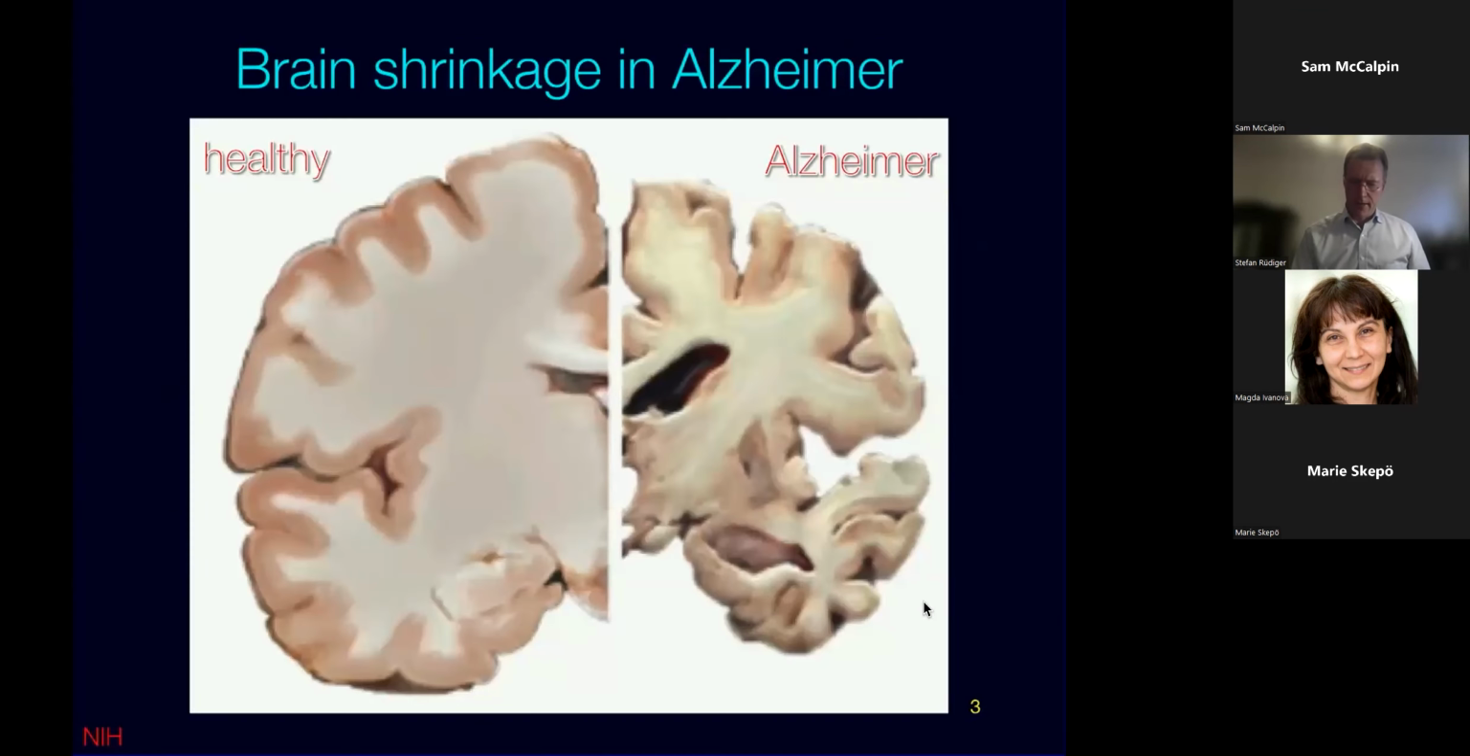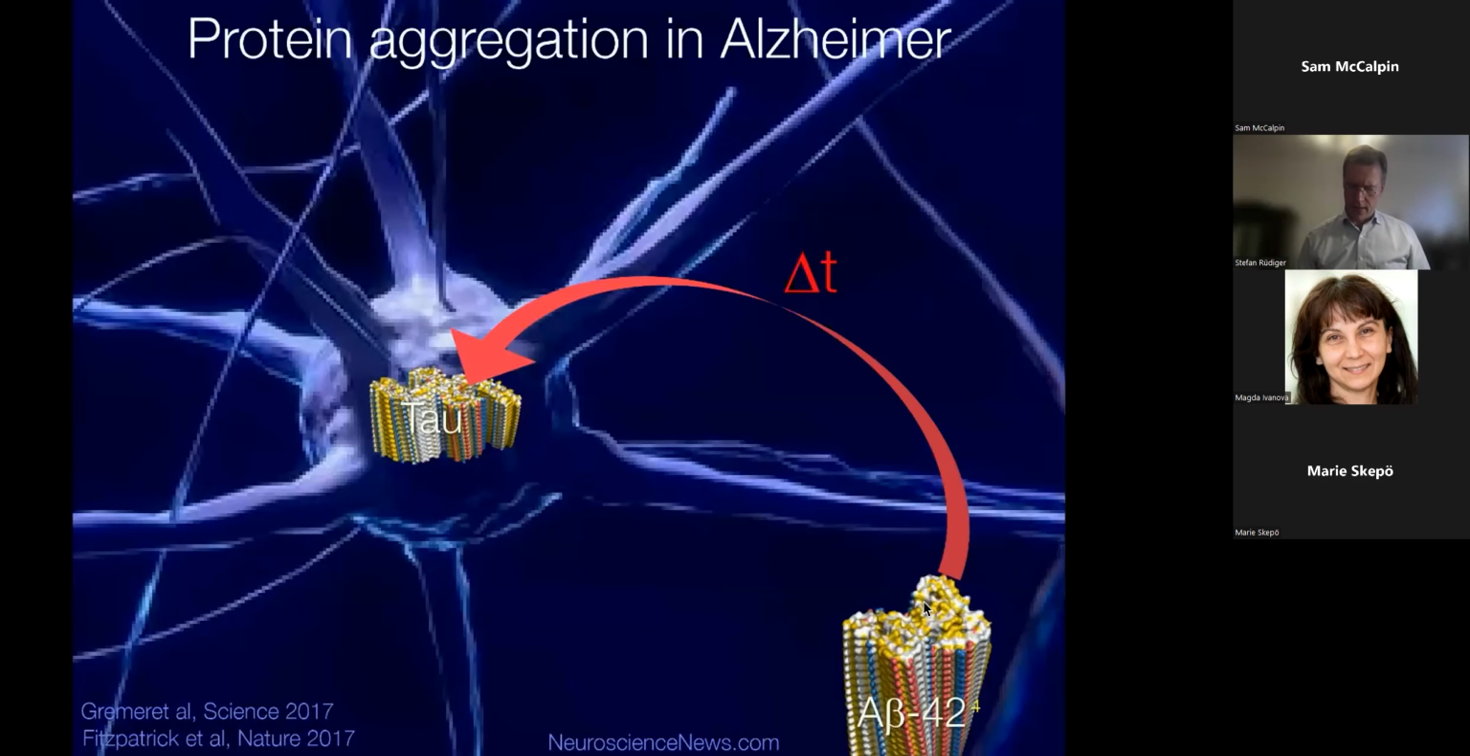example, Alzheimer's disease. When we look at patients with Alzheimer's, they get a shrinkage of the brain, and the origin of that brain shrinkage is protein aggregation. You actually have an aggregation event outside the cell from the A-beta peptide, and this triggers, via an unknown mechanism, aggregation of tau inside the cell. Chaperones act inside the cell, and if you want to kill a cell, you also have to act inside the cell.